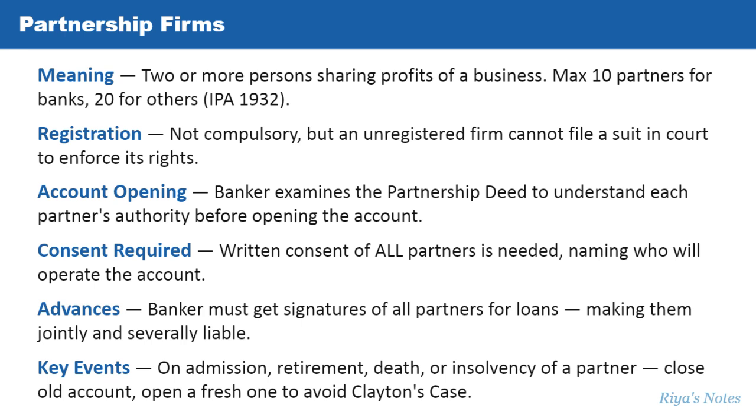Advances. Banker must get signatures of all partners for loans, making them jointly and severally liable. Key events on admission, retirement, death, or insolvency of a partner. Close old account. Open a fresh one to avoid Clayton's case.